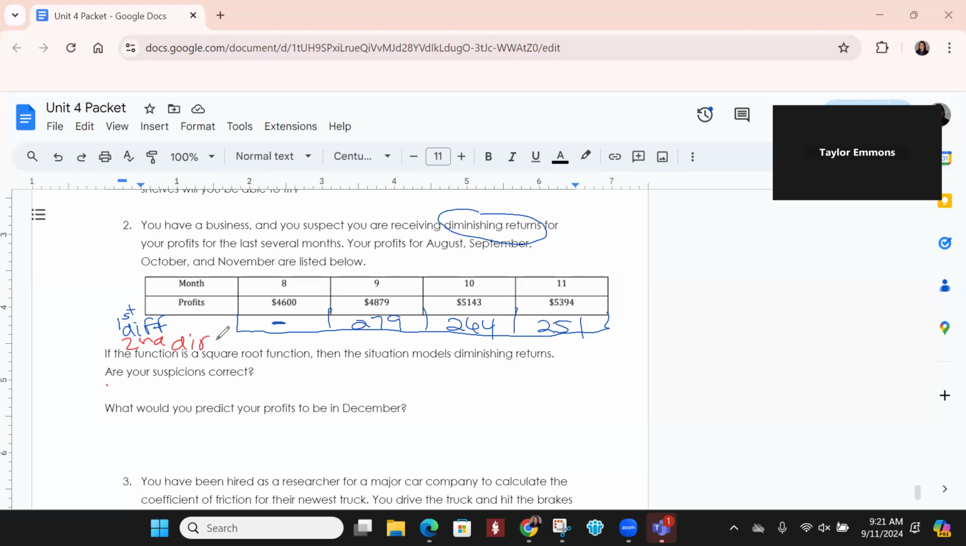Okay, second difference is where you take the first differences and subtract them. We can't do it for this one because we don't have anything to compare it to. What is 264 minus 279? Negative 15. What is 251 minus 264? Okay, negative 13. Are these two numbers the same? No. Okay.